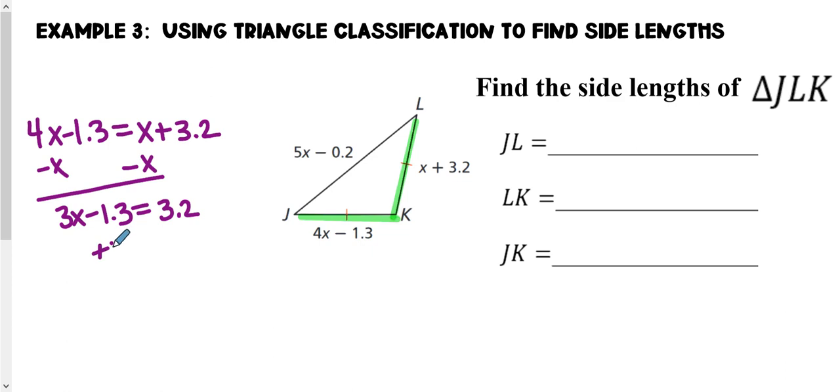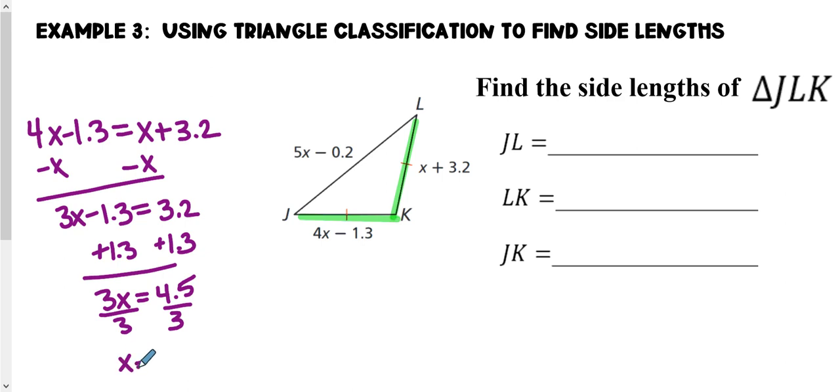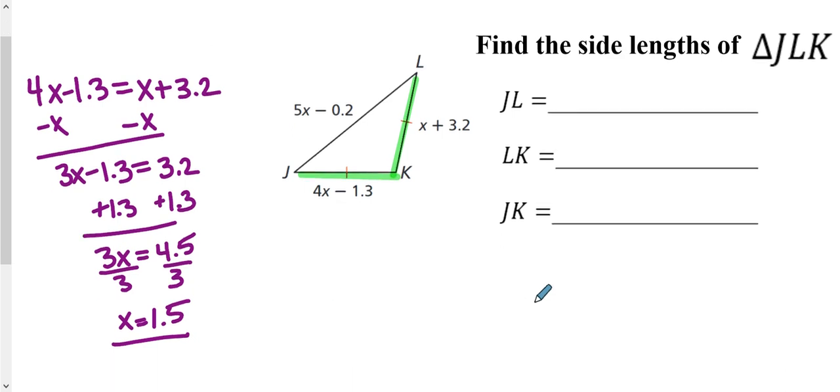And then add 1.3. So we get 3x equals 4.5. Divide by 3. We get x equals 1.5. So then to find the side lengths, we can take 1.5 and plug it back in for x.